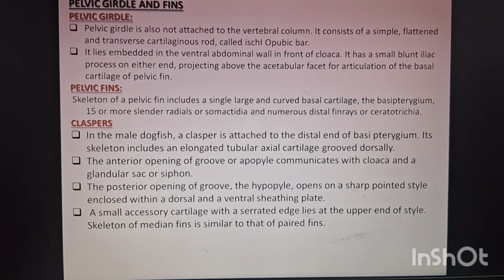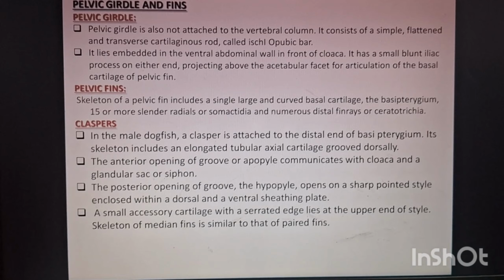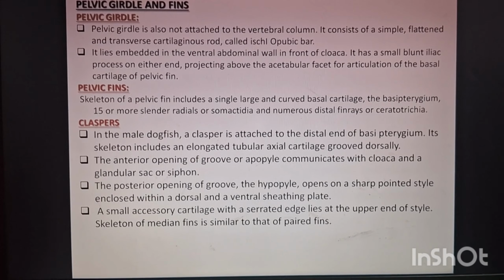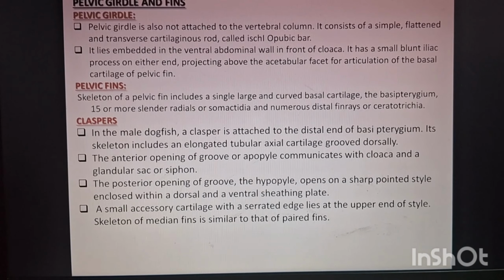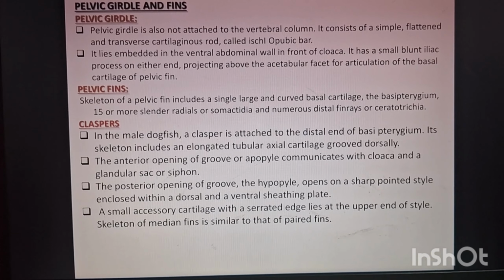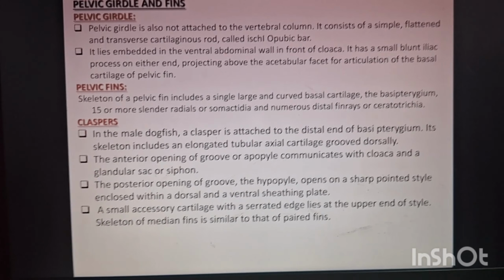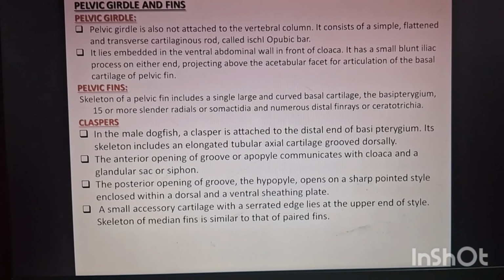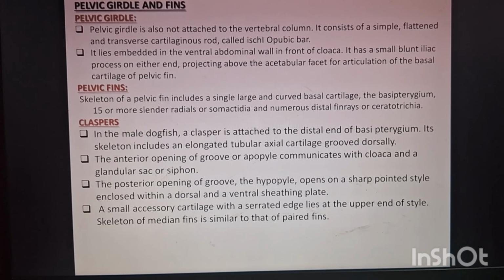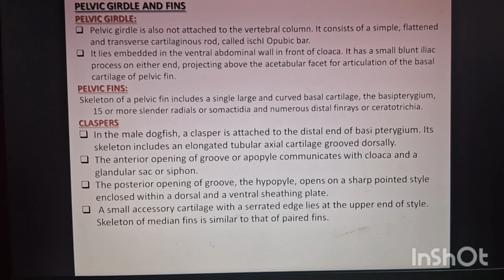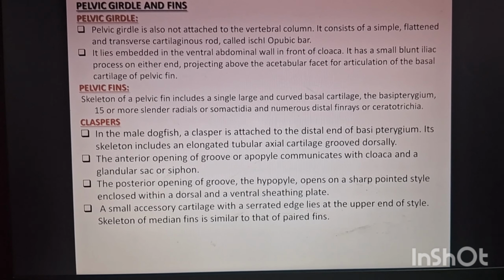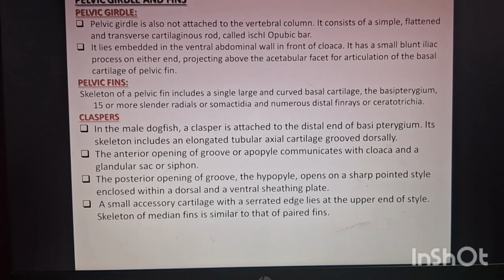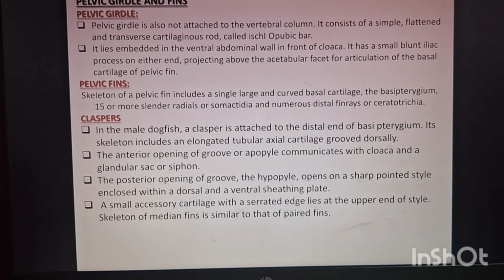Next is pelvic girdle and fins. Pelvic girdle. The pelvic girdle is also not attached to the vertebral column. It consists of a simple flattened and transverse cartilaginous rod called the ischiopubic bar. It lies embedded in the ventral abdominal wall in front of the cloaca. It has a small blunt iliac process on either end and, projecting above, the acetabular facet for articulation of the basal cartilage of the pelvic fin.